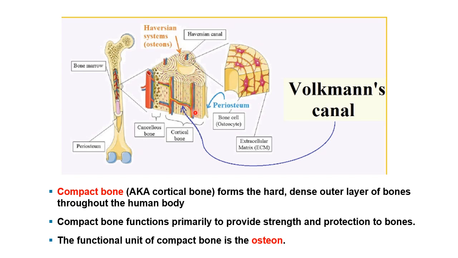So haversian canals run parallel to the axis of the bone. Those are the haversian canals. Now, those Volkmann canals run at 90 degrees, perpendicular to the axis of the bone. And so those are connecting the haversian canals to each other. Okay.